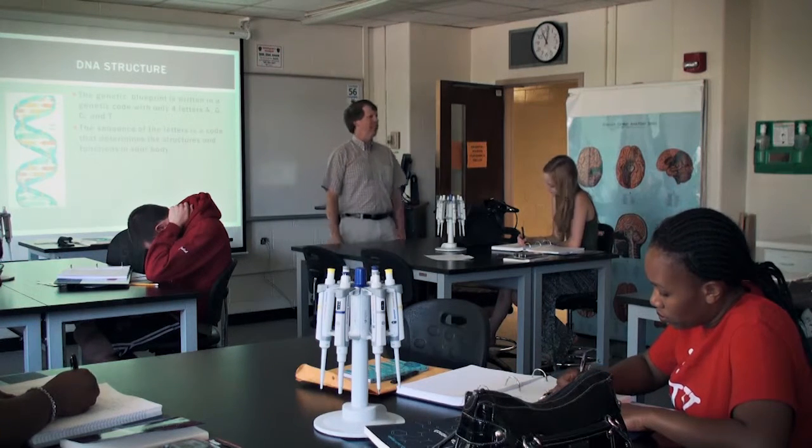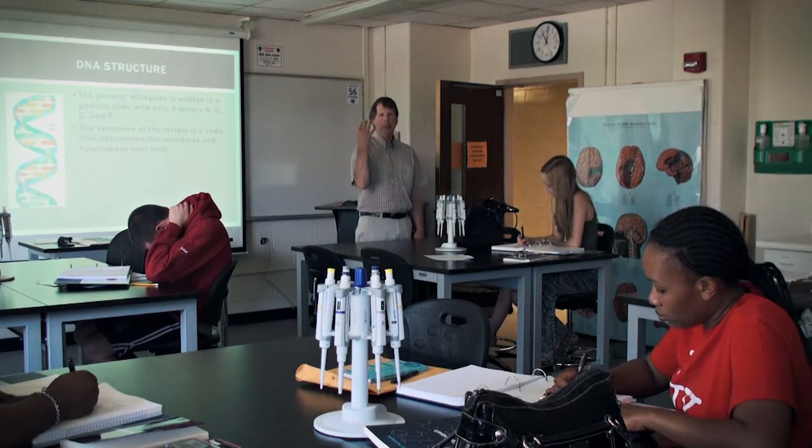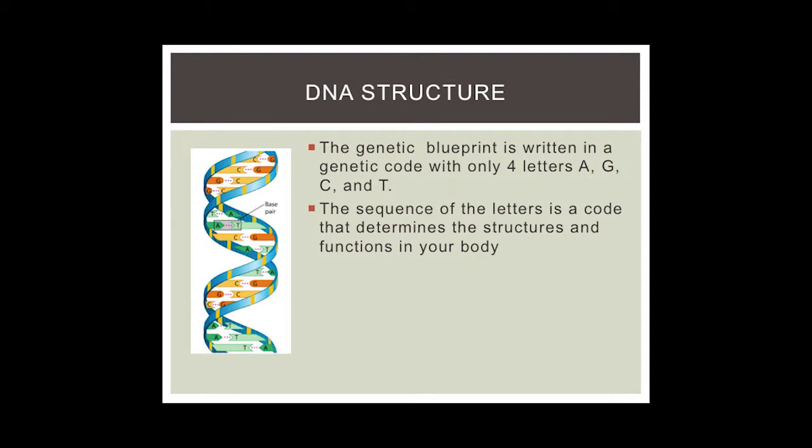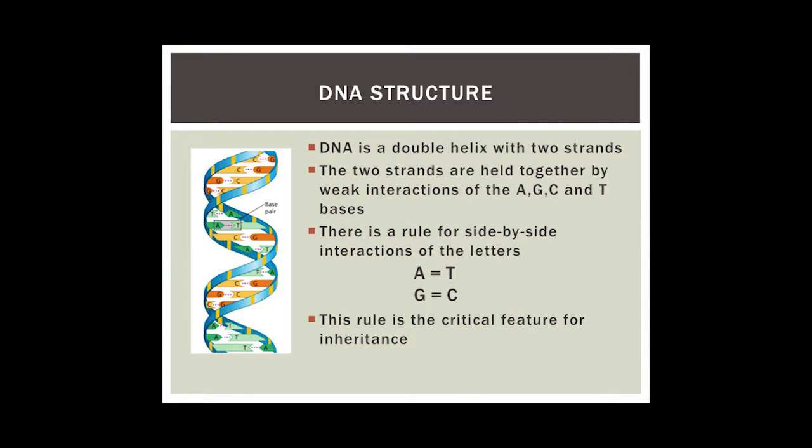It's not like the English language where there are 26 letters. There's only 4 letters in the information. The letters are A, G, C, and T. And they stand for particular beads on a string. And all DNA is, is a long strand of beads that have these letters in different orders.